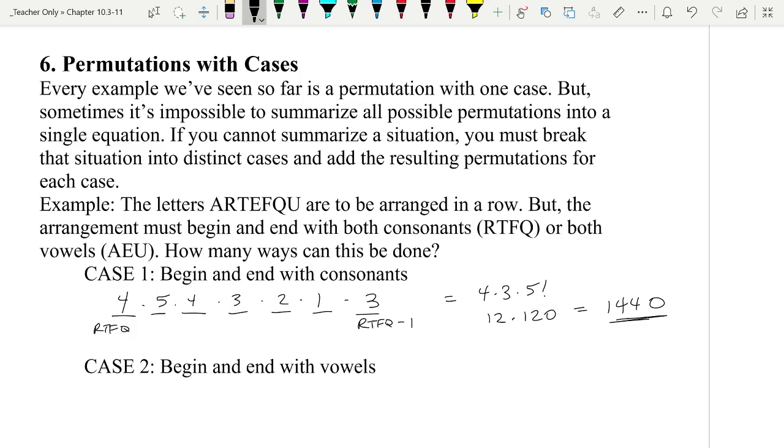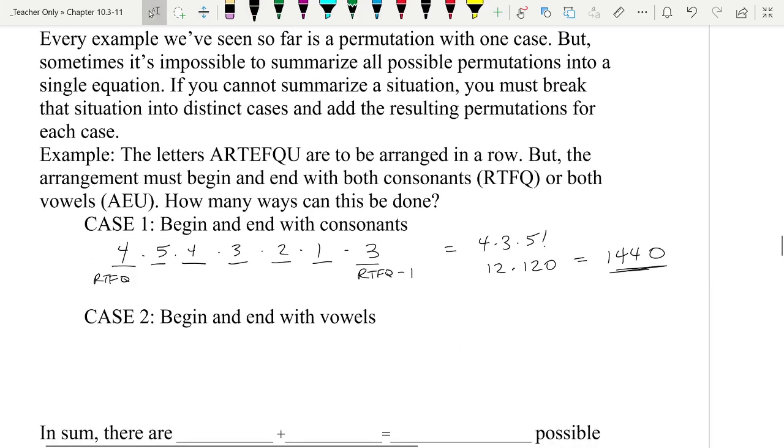Now, what if we begin and end with vowels? Same trick. There's the 7 places that the letters can go, but the first letter has to be either the A, the E, or the U. And then the last letter has to be either the A, the E, or the U that's left over. So 2 of those 3 letters.